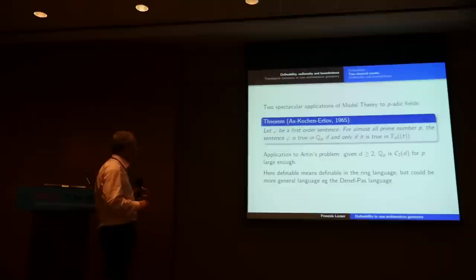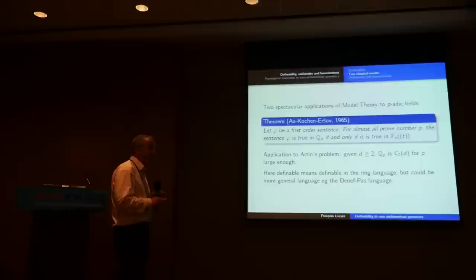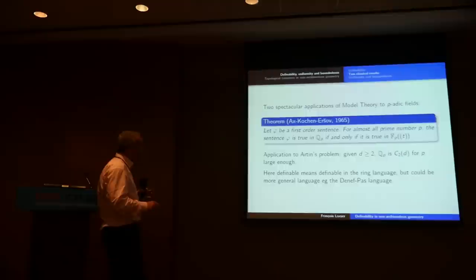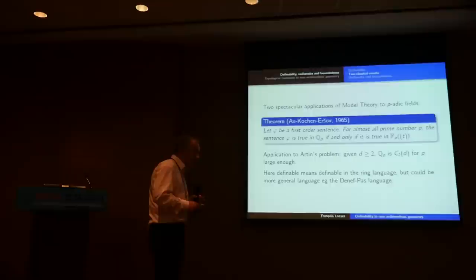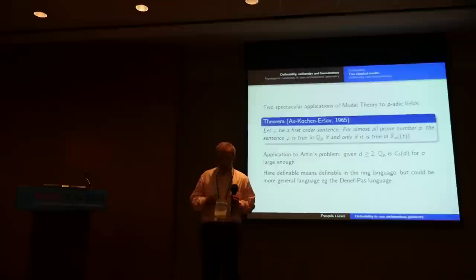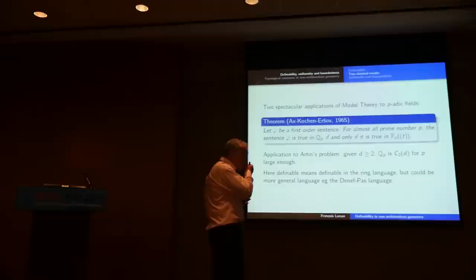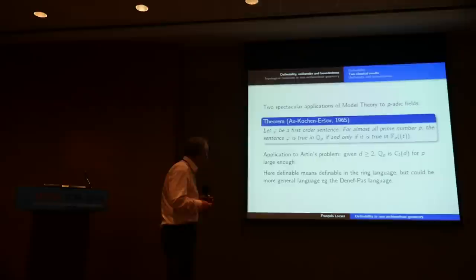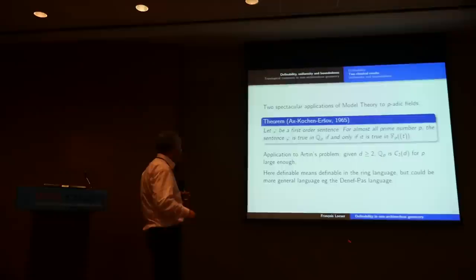As you may have heard, this has a nice application to Artin's problem. Emil Artin, not Michael, as it was said this morning. Once d is given, Q_p is C_2^d, which means that it satisfies the condition of being C_2 in degree d, which means every homogeneous polynomial of degree d in more than d squared plus one variables will have a non-trivial zero in Q_p for p large enough, given d. This is because this condition can be translated into first order. One can consider more general languages, but I will not enter this.